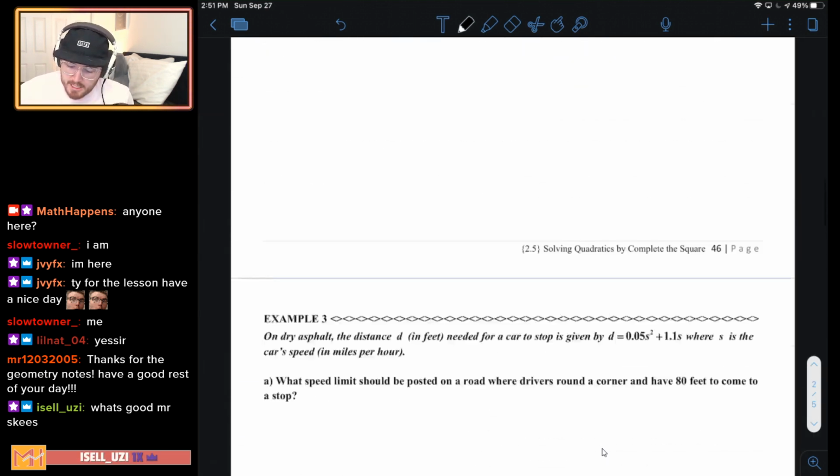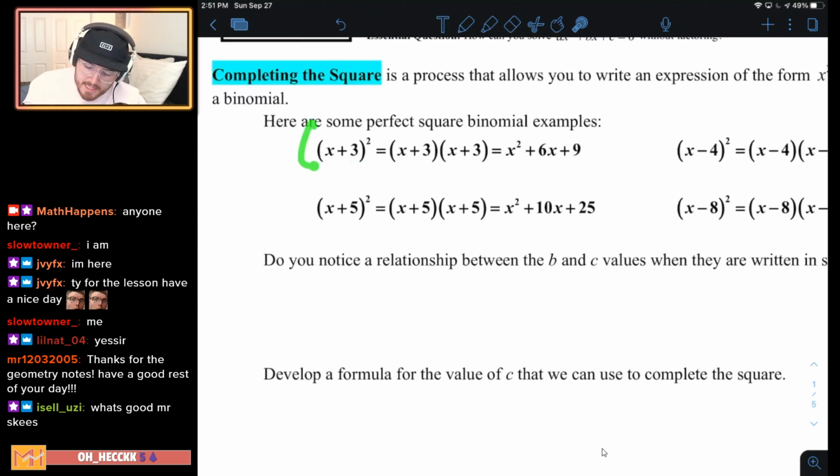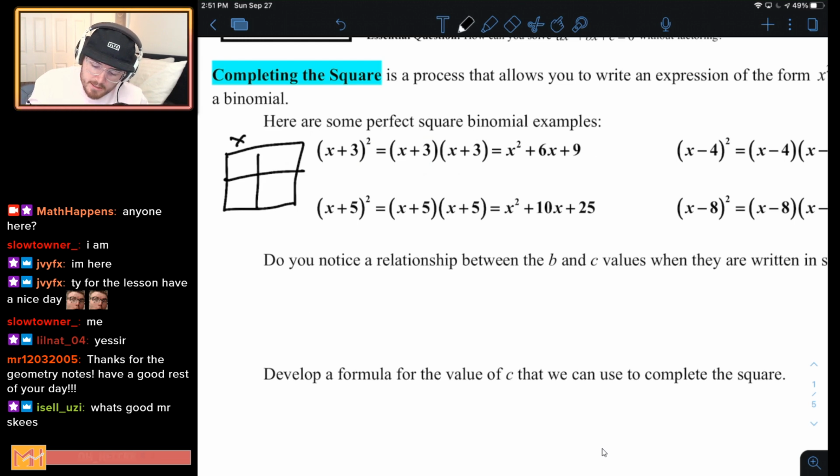Let me go back up to the tippy top. Take a look at this pattern here, right? When we have x plus 3 squared, what does that mean? That means x plus 3 times x plus 3. That's what it means to square something, times itself. And when you multiply these two things together, you end up with this. I can show you in my box: x and 3, we end up with x squared, 3x, and 9. So x squared, 3x and 3x make 6x, and 9, right?